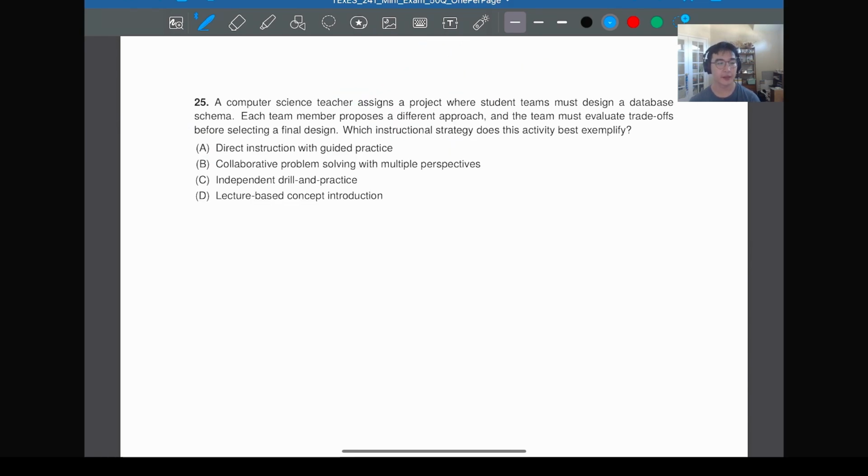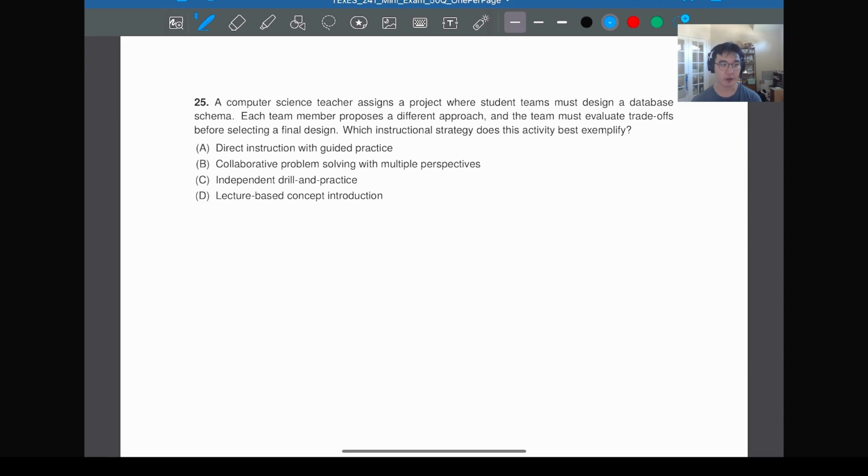Okay, question 25. A computer science teacher assigns a project where student teams must design a database schema. Each team member proposes a different approach, and the team must evaluate trade-offs before selecting a final design. Which instructional strategy does this activity best exemplify? Well, this has nothing to do with computer science necessarily. This is just knowing your teaching terms.